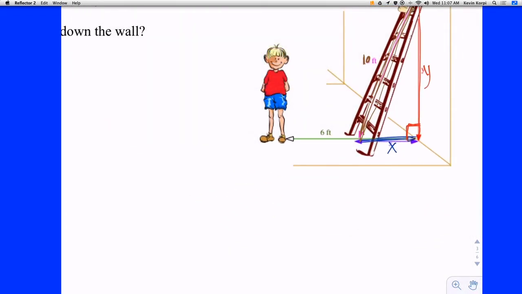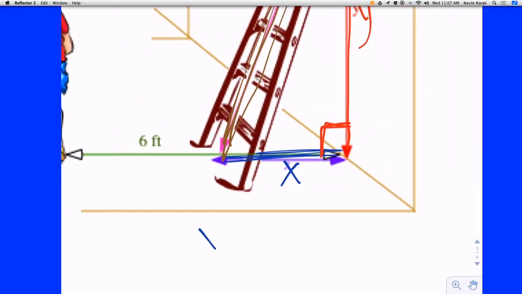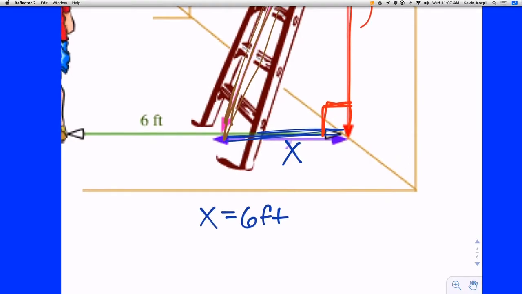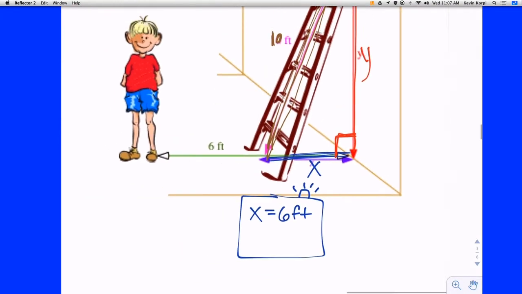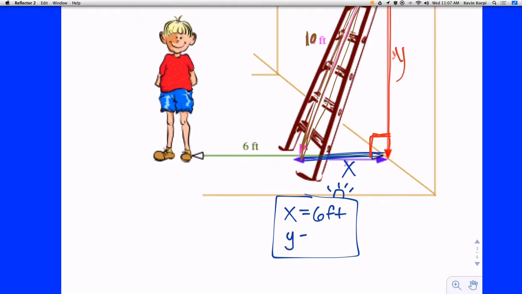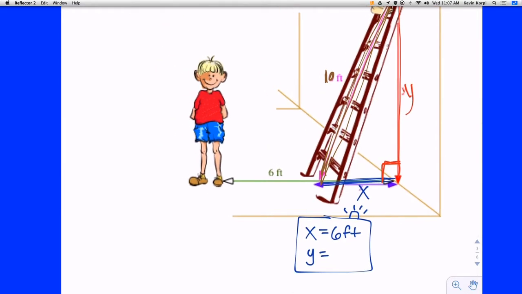Here's the snapshot moment. The snapshot moment is when x equals 6 feet. Okay? That's your snapshot moment. And I left a little room in the camera. Why? Because I could go back to my mathematical lab, and at that moment, I can calculate what y is, or was, okay, in the past.